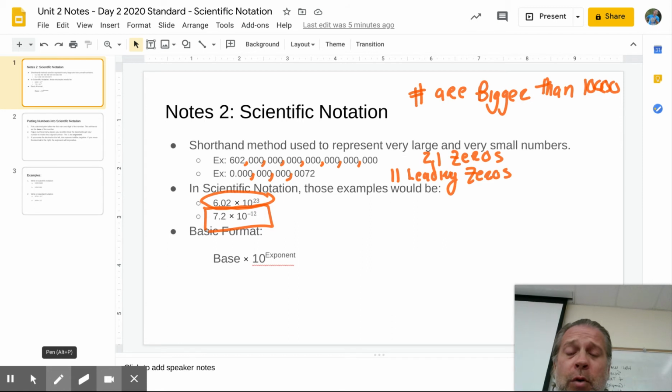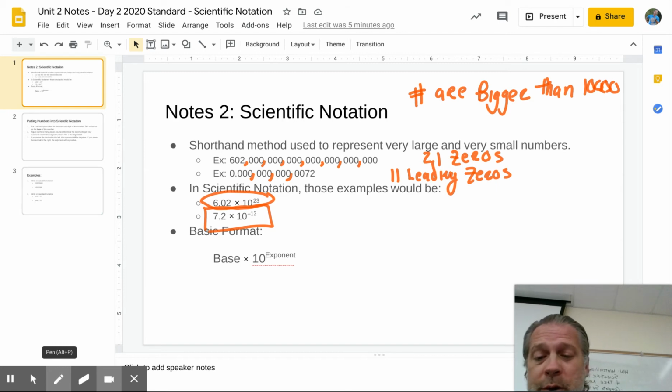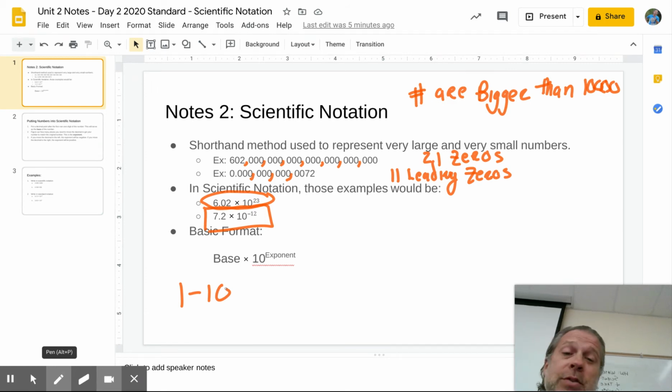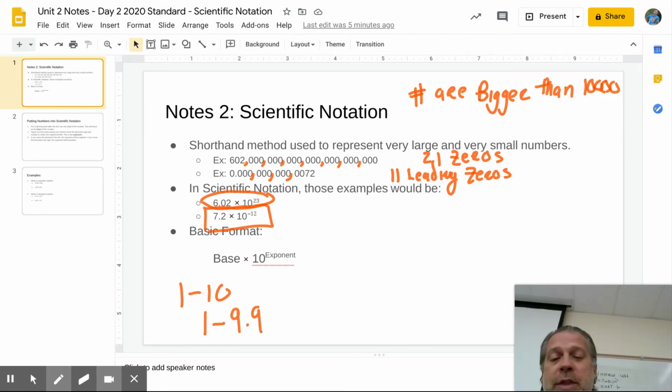Now, the basic format is there's always a base number, and it's going to be times 10 to some exponent. So the base number always has to be a number between 1 and 10, but it can't ever be 10. So sometimes you'll see textbooks or some teachers say it's a number between 1 and 10. A lot of times what I like to say is it's a number between 1 and like 9.9999999.